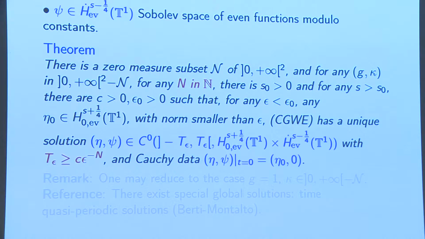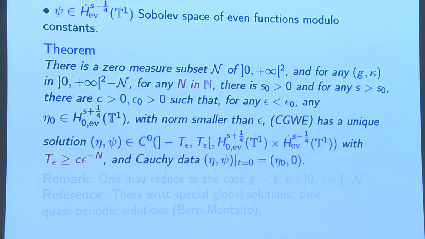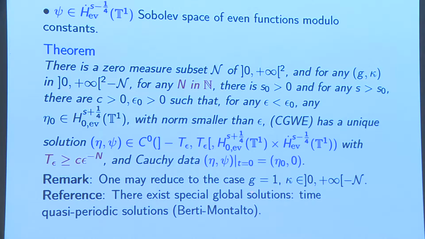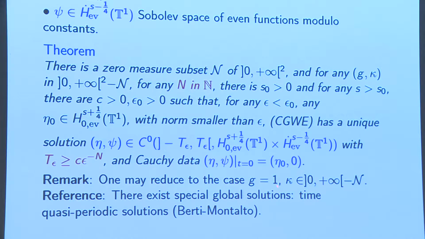So before giving some elements of proof, let me make a remark, which is that actually you may reduce to the case when G equals 1 just using the homogeneities of the equation, and then the parameter that you take outside a subset of zero measure is just the parameter kappa.